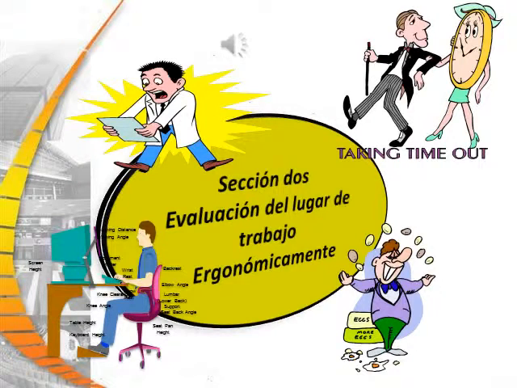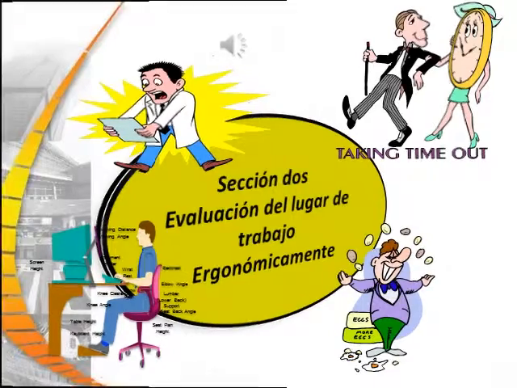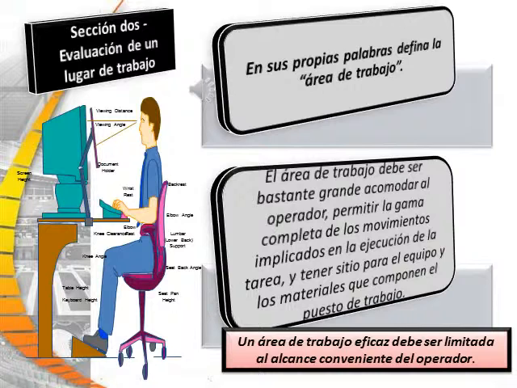Section 2, Evaluating the Workplace Ergonomically. Evaluating a workplace. The work area should be large enough to accommodate the operator, allow a full range of movements involving the performing of the task, and have room enough for equipment and materials to make up a workstation. An effective work area should be limited to the convenient reach of the operator.